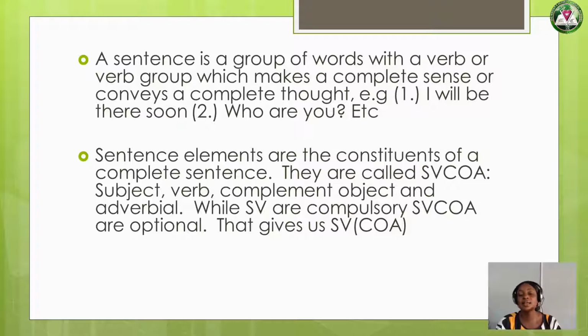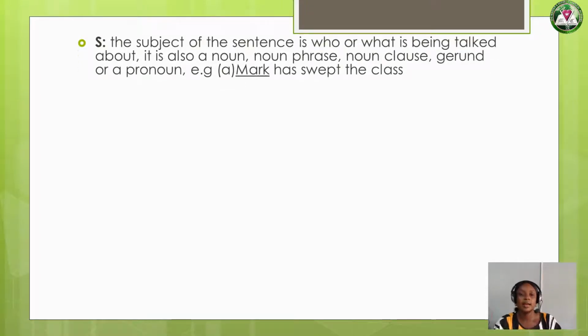In other words, a sentence can just consist of SV, and it can make sense. For example, I can say Jesus wept. In Jesus wept, it's just two words making up that sentence. So we have Jesus as a subject and wept as a verb. So that makes it a complete sentence. Okay. So like I said earlier, the sentence elements are the SVCOA. SV are compulsory, while COA are optional. Okay, we are moving forward.